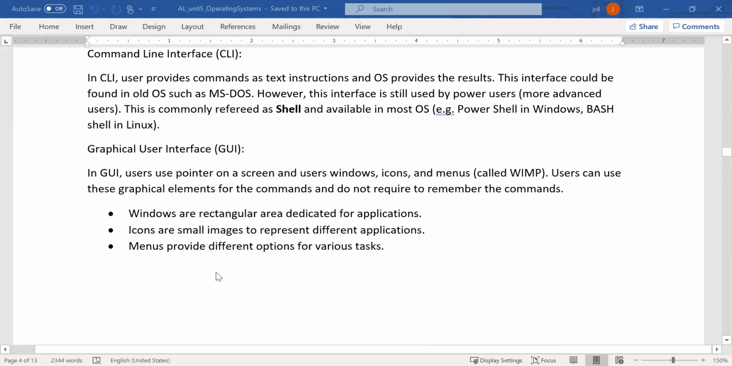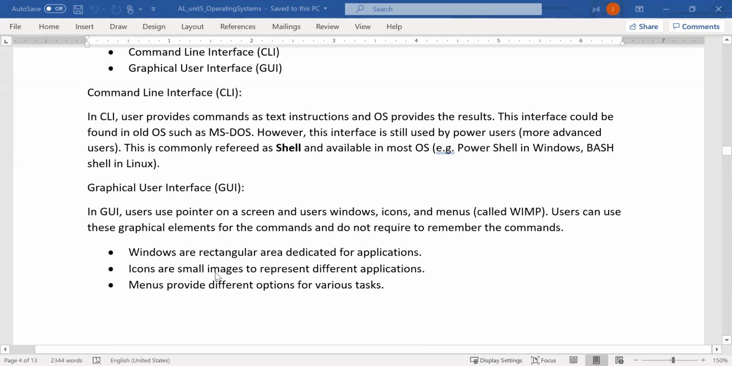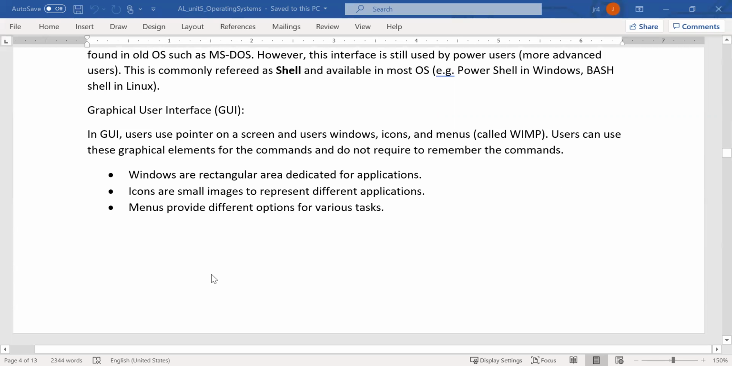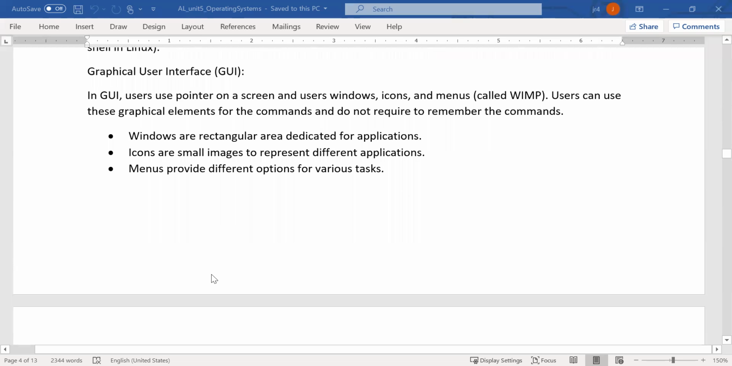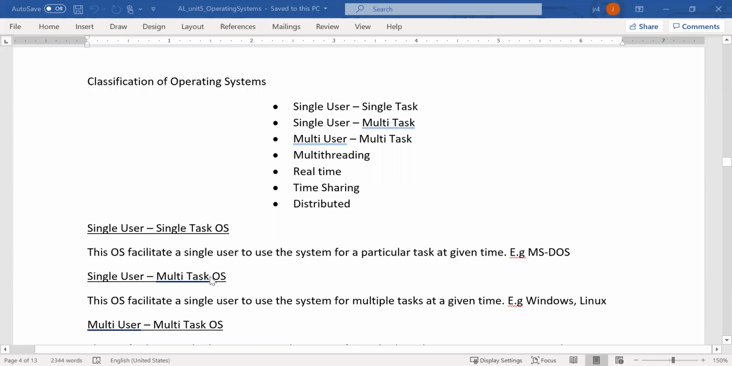Then providing an interface: the user interacts through the interface, and there are many interfaces like this, the command line interface as well as graphical user interfaces. In the command line, we have what we call the shell, whereas in graphics, we have different graphical elements to interact with the system.